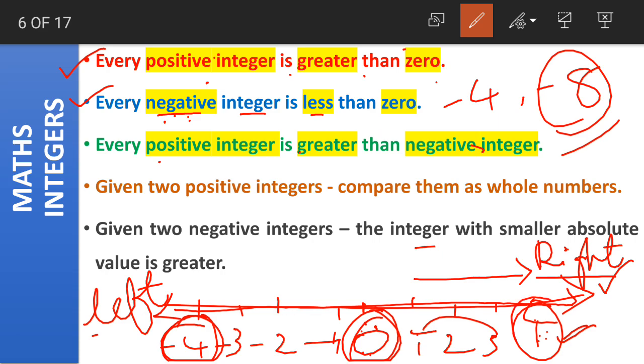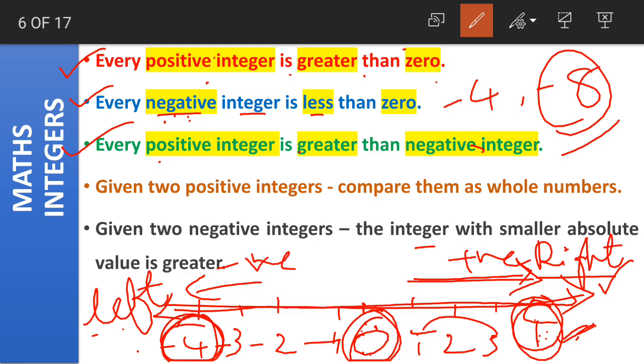Again, if you take this positive integer 4 and this negative integer -4, tell me which is on the right side? 4 is on the right side, right? Positive integer is on the right side. So naturally 4 becomes the greater number than -4. A positive integer is greater than a negative integer. You can take any positive integer and any negative integer. Every positive integer is always greater than a negative integer because all the positive integers fall on the right side and all the negative integers fall on the left side, and any number on the right is always greater than any number on the left side of the number line.